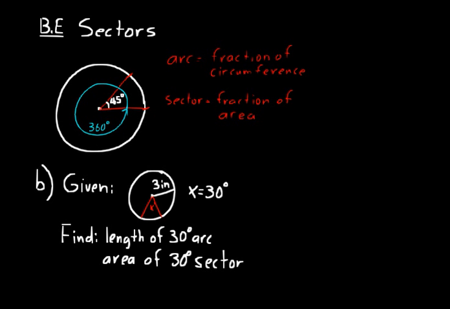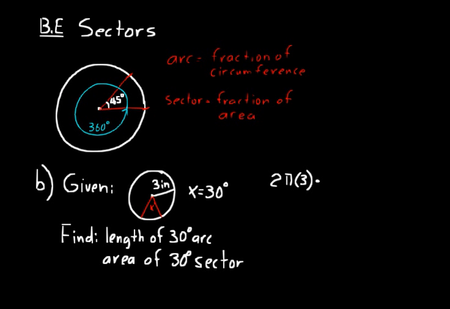Let's go ahead and do a practice problem. Given that circle, the angle x in there is equal to 30 degrees. Find the length of a 30-degree arc and the area of a 30-degree sector. The radius is 3 inches for that circle. The length of a 30-degree arc would be 30/360ths of the entire circumference of the circle. So just write down the circumference of the circle: 2 times pi times the radius of 3.